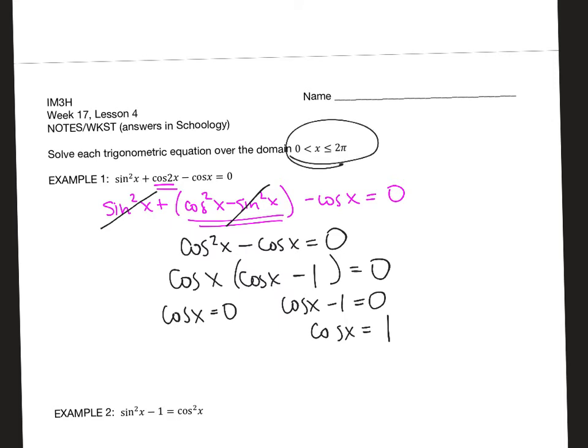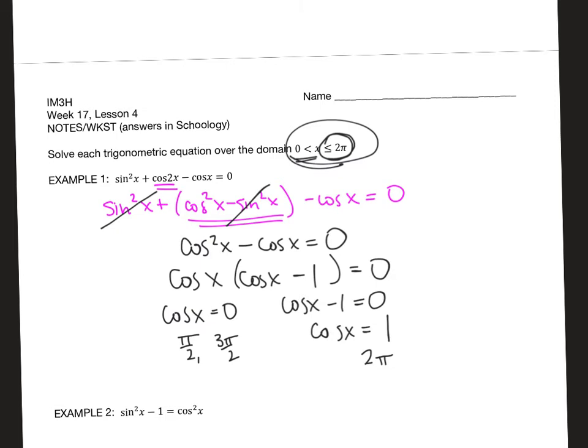Cosine equals 0 up at the top at pi over 2 and way down at the bottom at 3 pi over 2. And cosine equals 1 at the far right-hand side, which in this case we're going to call 2 pi because the 2 pi is included and the 0 is not.